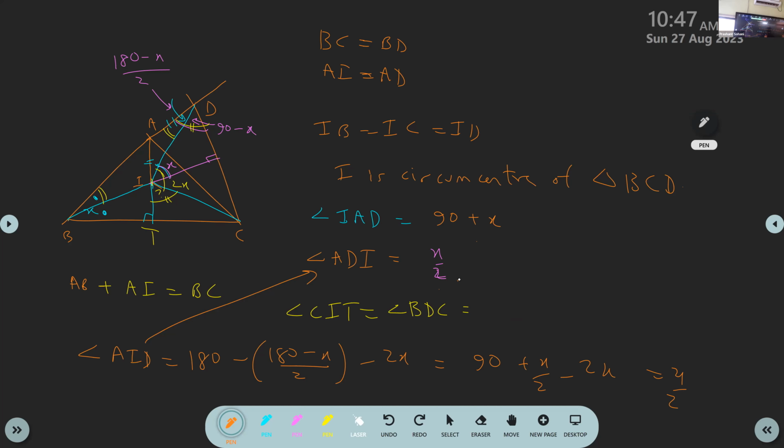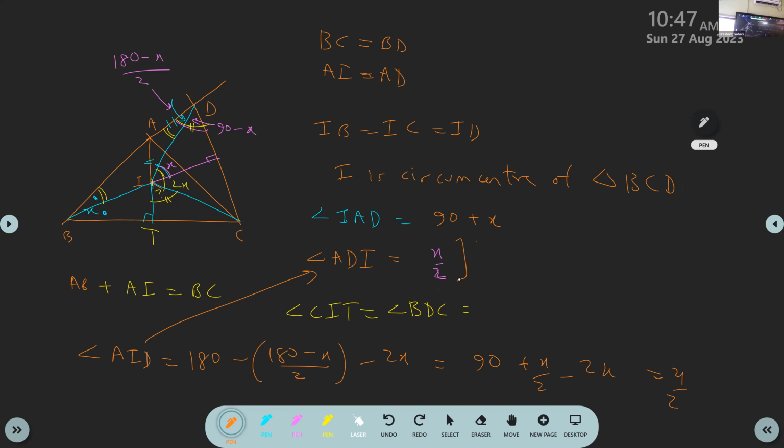So once we find ADI is x by 2, then we can just apply triangle AID, sum of all the three angles, right? So this is 90 minus x plus 90 plus x plus x by 2 plus x by 2 is 180. And so you can solve for x. We don't have to go through all this CIT and everything.